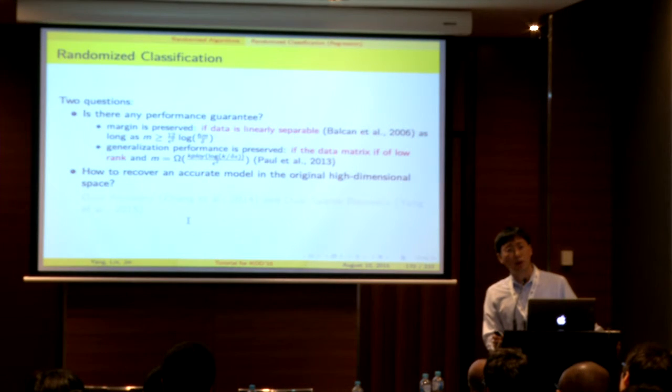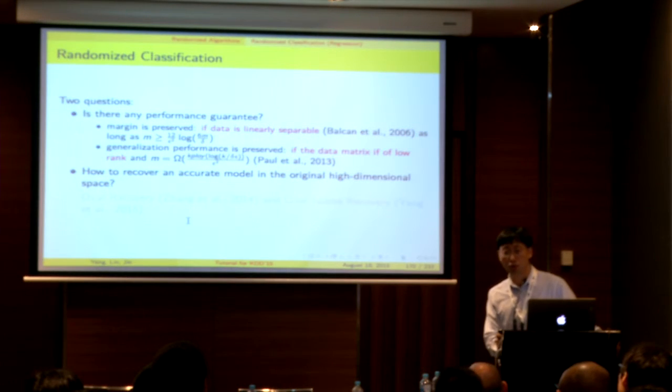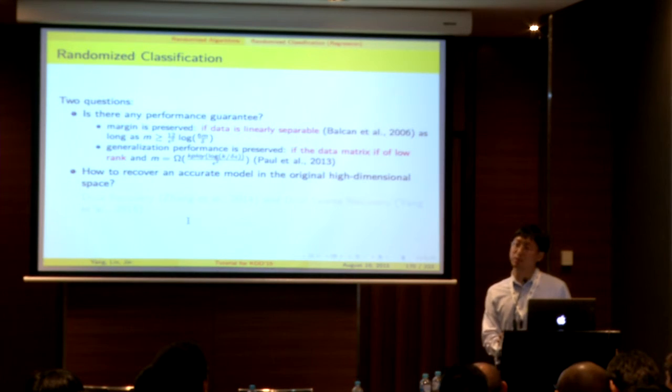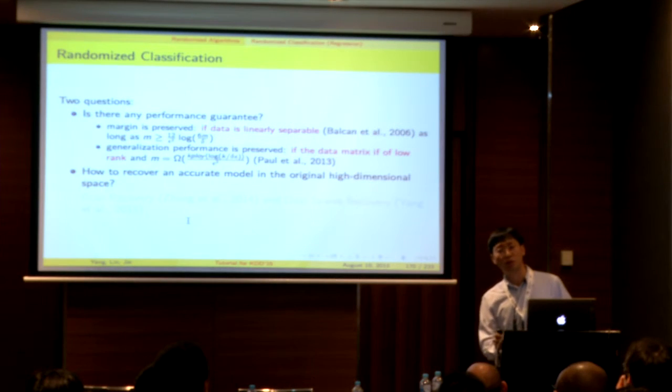For example, in some domains, the features have meanings. If you work on bioinformatics data, like gene annotation data, the features correspond to genes. So those features have meanings, and you want to obtain a model in the original high dimensional space that can help you understand the importance of the different features. That's why we want to obtain a model in the original high dimensional space.